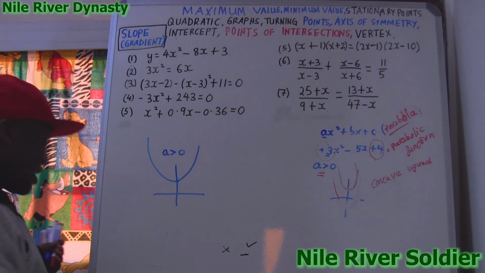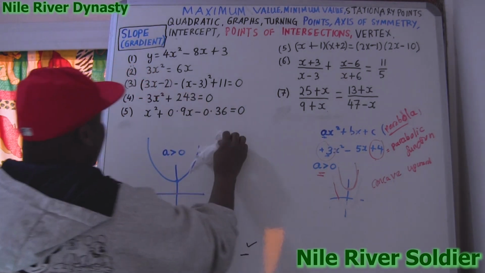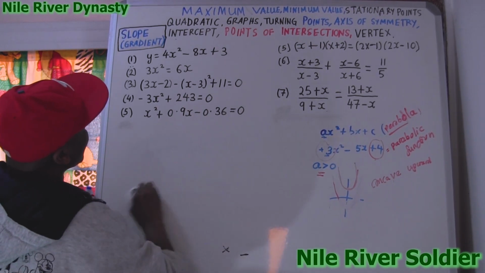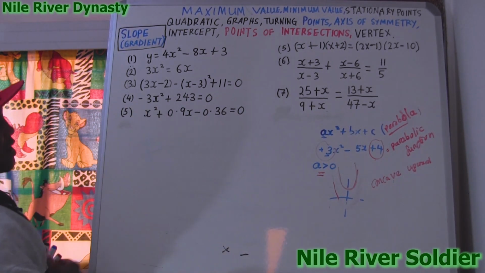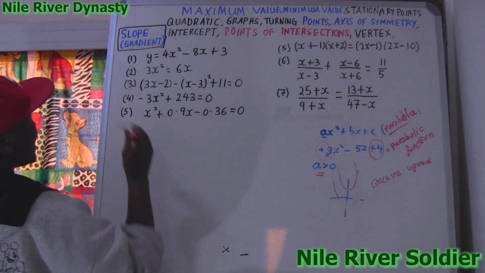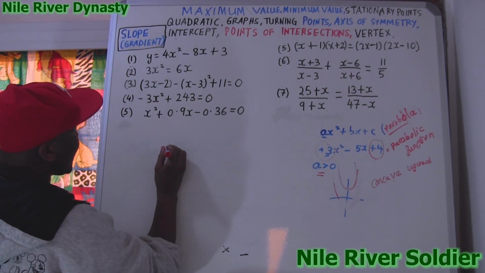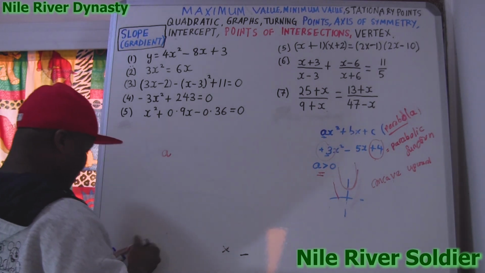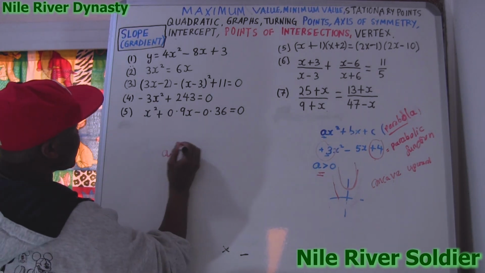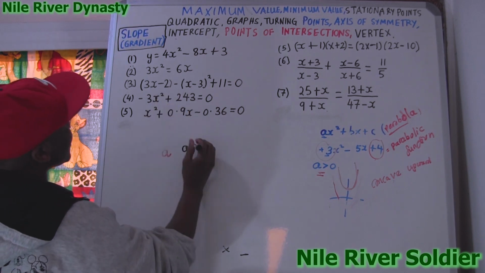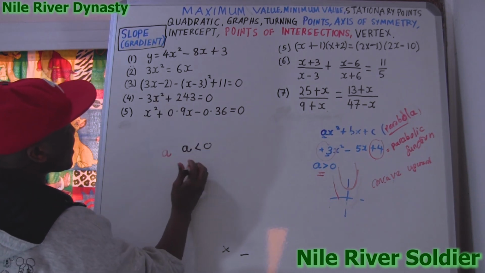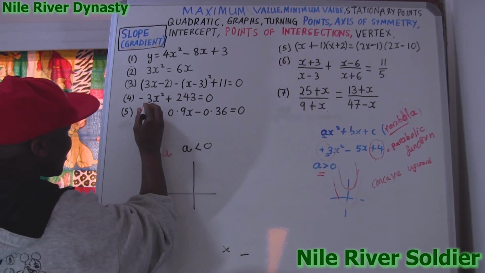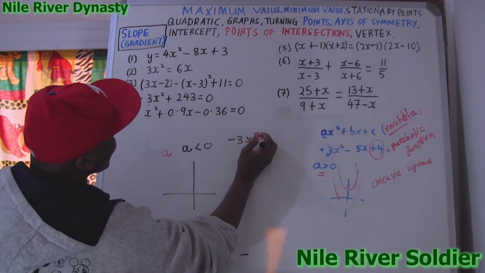You know what I'm saying? Now, for example, what about this one? This is going to concave downward. It's going to concave what? Downward. So this is going to be like a. A is less than 0. Since it's less than 0, the graph is going to concave downward, because less than 0 means this is a. You can see negative 3x squared plus b.